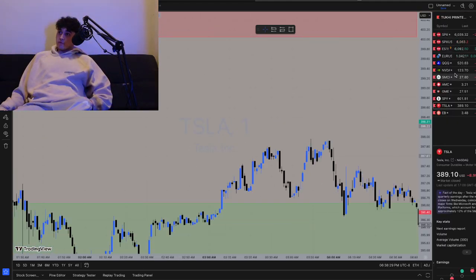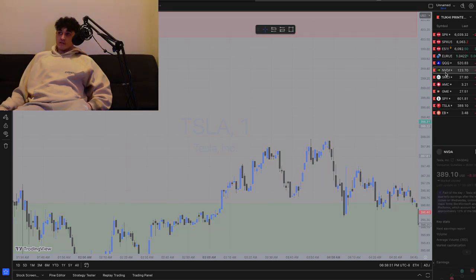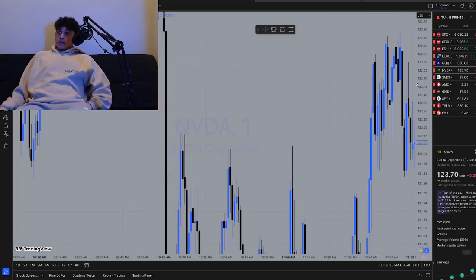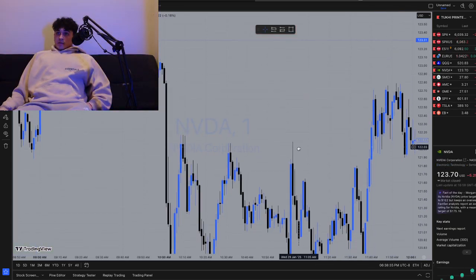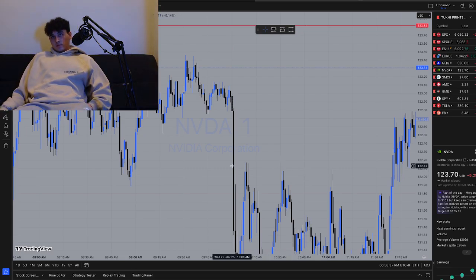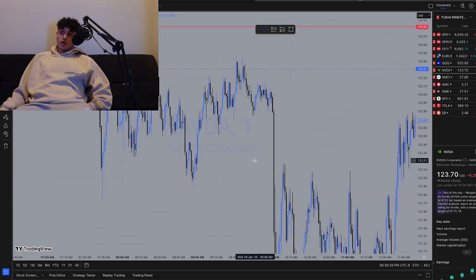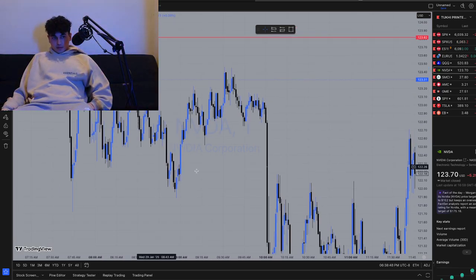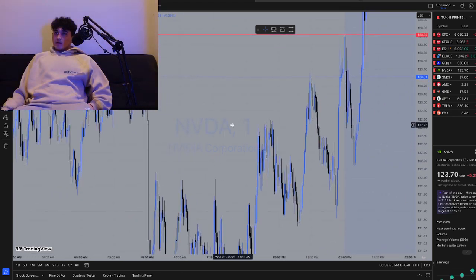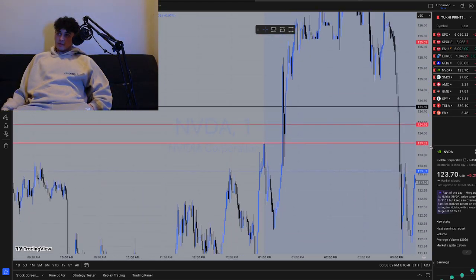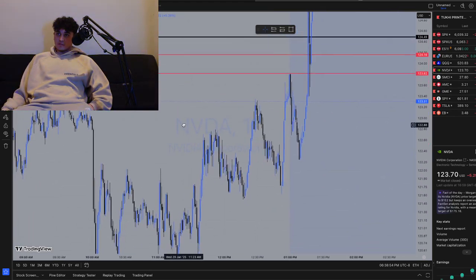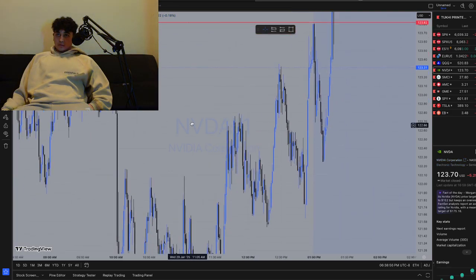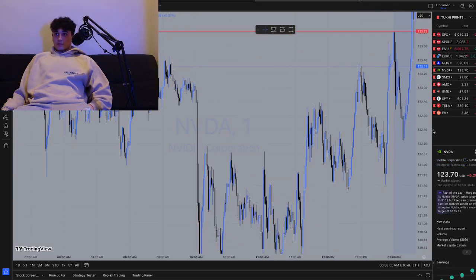So let's hop over onto another ticker. Let's do NVIDIA, for example. Let's do an example of supply. I also want to do an example of when the zones don't work out, right? How to kind of deal with that. Same thing applies. We want to look for an aggressive move to the downside. So right here, I can see a pretty aggressive move, right?